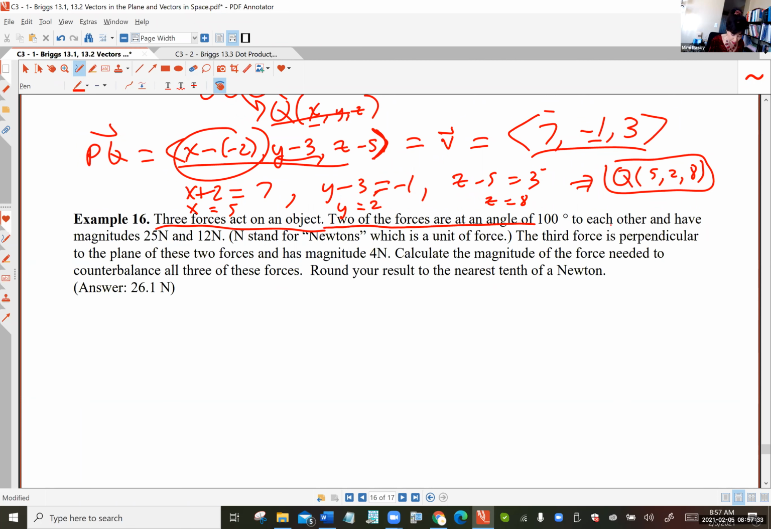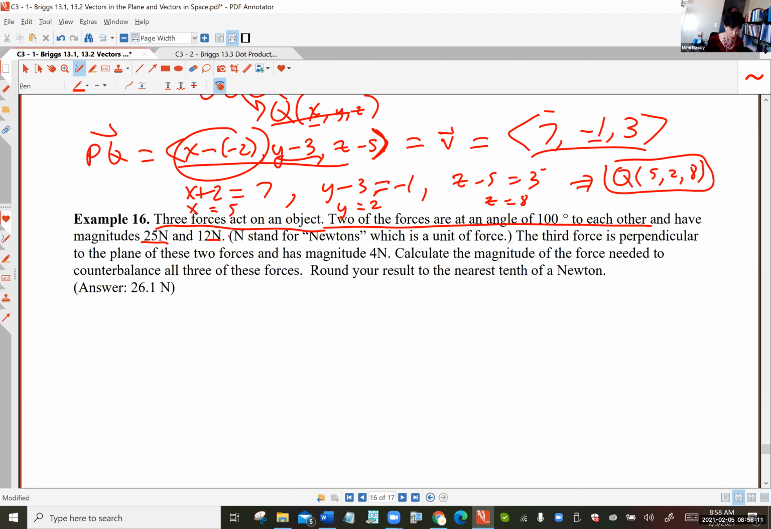Two of the forces are at an angle of 100 degrees to each other and have magnitudes of 25 newtons and 12 newtons. Now, in the last lecture, the magnitudes of those forces were in pounds, which is the unit for the English system. For those of you who've taken physics classes, you already know about this. But if you're working in the metric system, the kilogram-meter-second system, the magnitudes of forces are going to be in newtons.